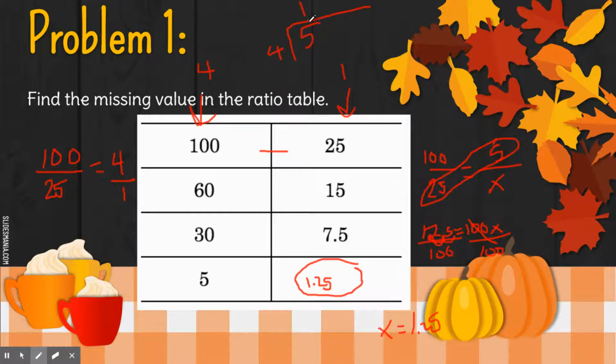4 goes into 5 one time, minus 4, gives me 1 left over, so I bring the 0 down, put my decimal up there, that's now 10. 4 goes into 10 2 times, minus 8 is 2, bring the 0 down. 4 goes into 20 5 times, so again we get 1.25. So whether you wanted to set it up with the ratio values set equal to each other, or you wanted to find the unit rate, either one works, because you get 1.25. Alright, let's move on to our next problem.